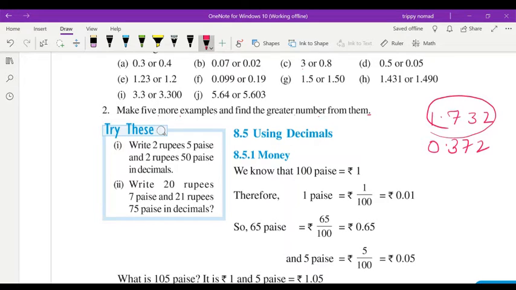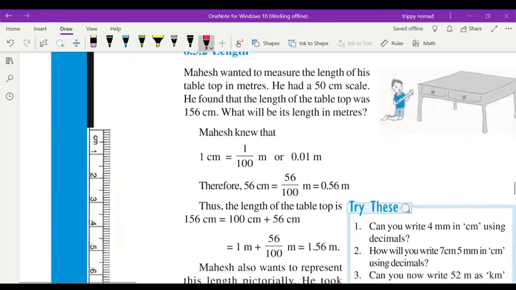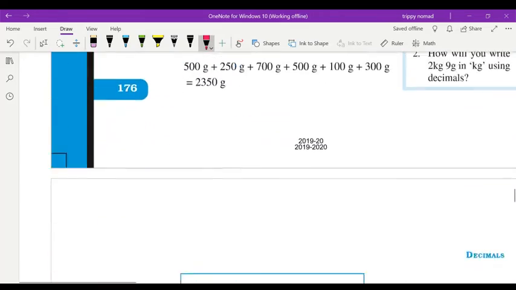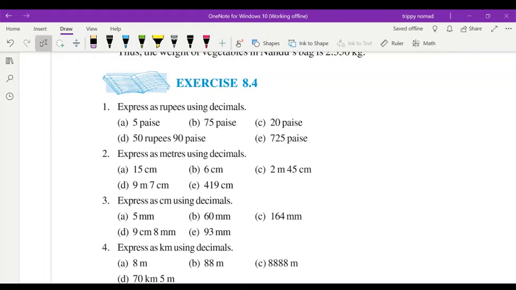This one is greater. If I am writing 0.399 and here I am writing 0.4546411, which one is greater? This one is greater. Like this, you have to write 5 examples in the same way, and you have to write which one is greater. So question number 1 and 2 you will complete in your notebook, and exercise 8.3 is completed. And in the next video I will start 8.4.